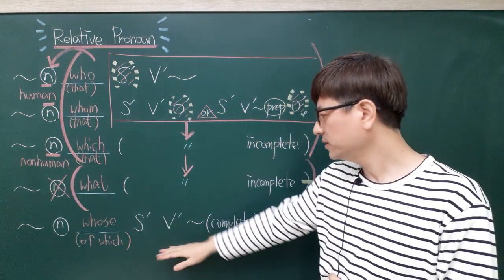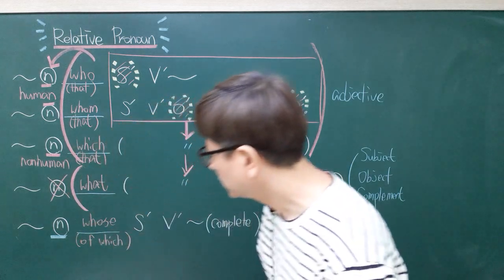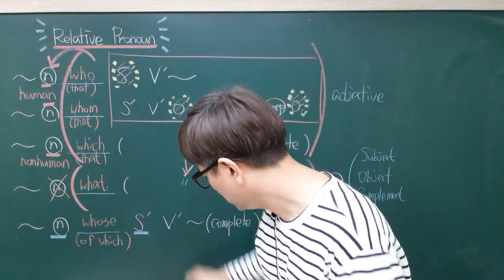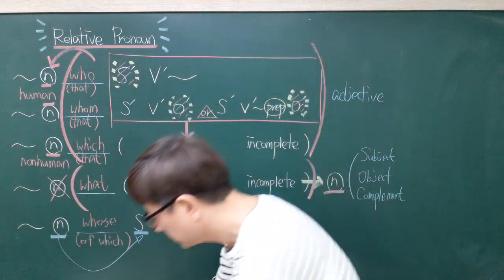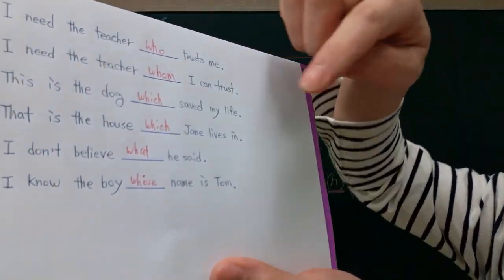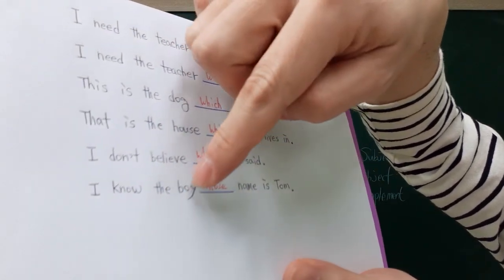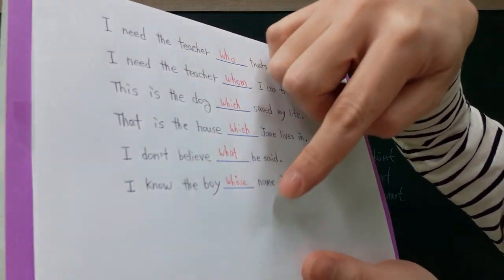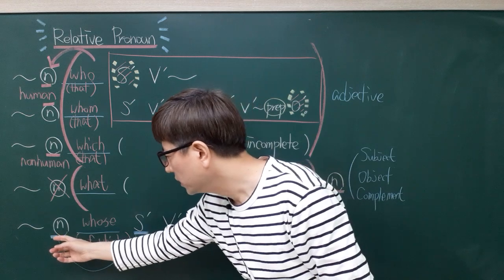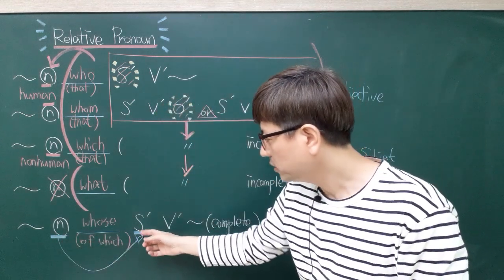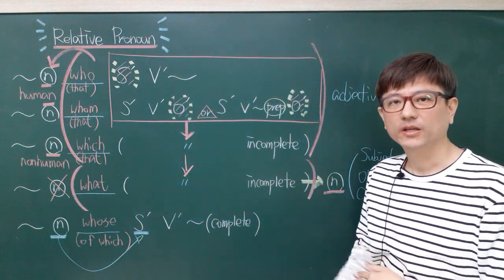And for the last sentence, the relationship between this noun and the subject is just ownership one. This noun possesses this subject. Look at the last sentence. I know the boy whose name is Tom. In this case, the boy possesses the name. So the boy's name is Tom, like this. You know what I mean?